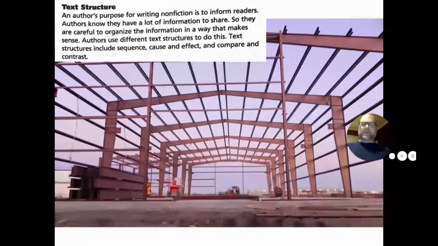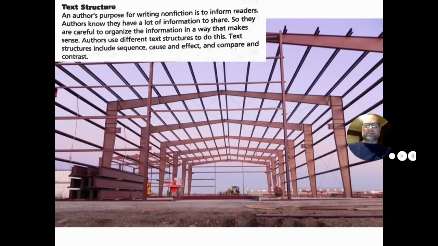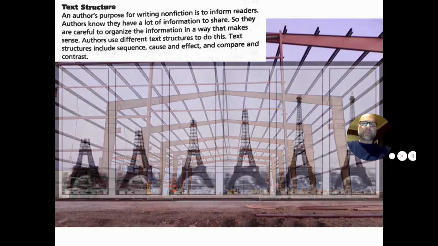An author's purpose for writing nonfiction is to inform readers. Authors know they have a lot of information to share, so they are careful to organize the information in a way that makes sense. Authors use different text structures to do this. Text structures include sequence, cause and effect, and compare and contrast. And those aren't the only ones, but those are the ones that we'll focus on in this video.